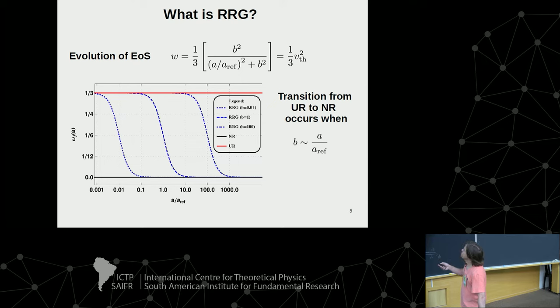For smaller B it happens before, for bigger B later, right? Bigger B is a hotter gas, so it stays in the relativistic evolution for more time, and then it starts to decay. All right, so this is something important for the rest of the talk. The transition occurs when B is roughly the same as A, right?